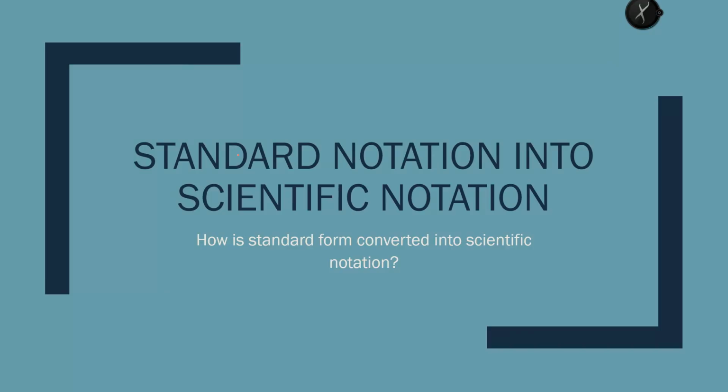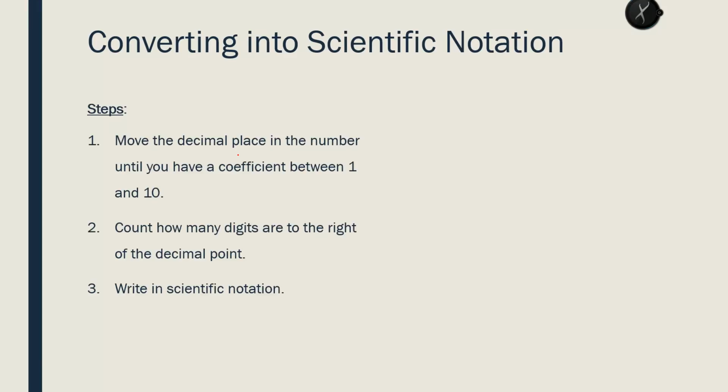All right, so let's talk about how to change from standard notation into scientific notation. We've got a few rules here, and I'm going to go through these rules as we go through a practice problem. If you're given a problem like 390,000, and we want to put it into scientific notation, we know that there's going to be some sort of coefficient times 10 to some unknown power.